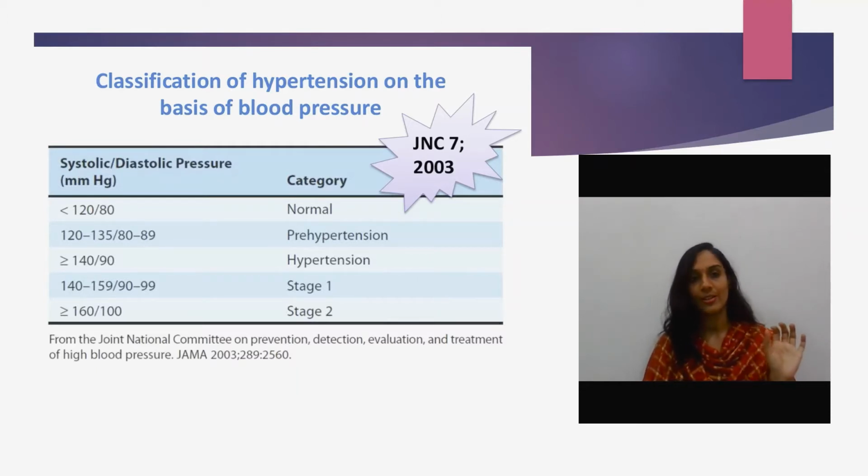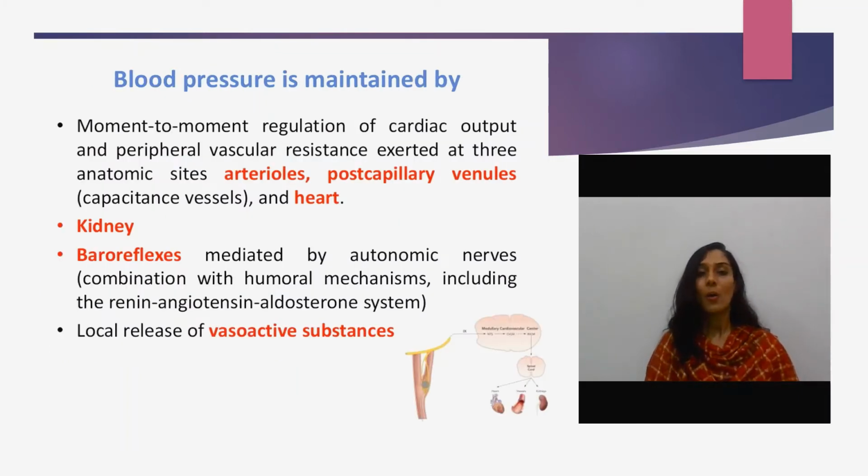Then hypertension: when the blood pressure is greater than or equal to 140 by 90, there is stage 1 hypertension and stage 2 hypertension. Stage 1 hypertension is 140 to 159 systolic and 90 to 99 diastolic blood pressure. Greater than or equal to 160 by 100 is stage 2 hypertension. Stage 2 hypertension is also called an emergency hypertensive condition, which means a patient needs appropriate treatment immediately.